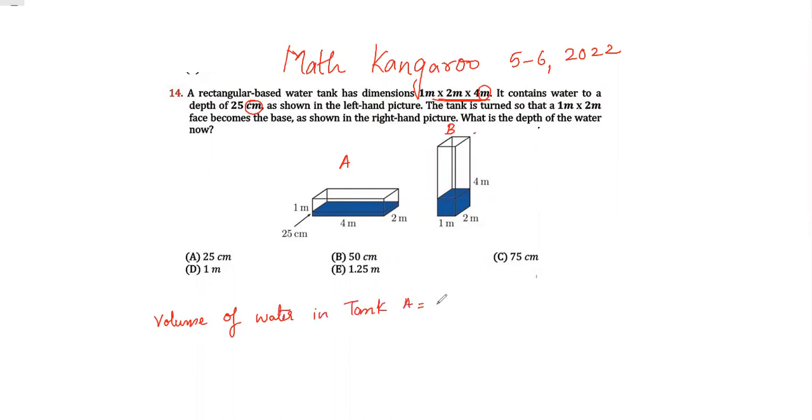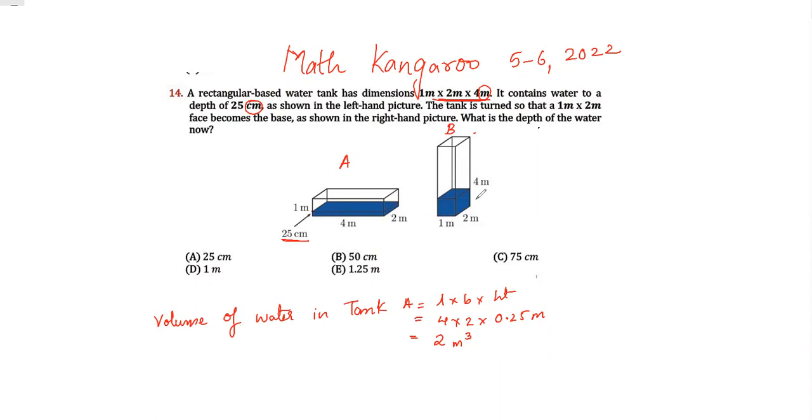So the formula for volume is length into breadth into height. So here we'll take the height of the water and not the height of the tank. So 4 into 2 into height of the water, which is 25 centimeter, which is 0.25 meter. So if we multiply this, we will get the answer as 2. So the total volume of water is 2 meter cube.